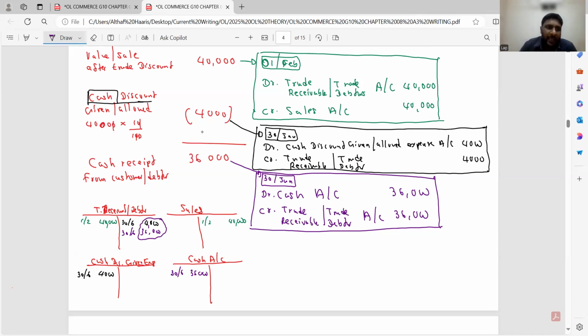So if you want, you can write the total values also. Here, trade debtor or trade receivable, credit 40,000. Debit the cash account 36,000. Debit the discount given or allowed 4,000. So total debits are equal to the total credits.